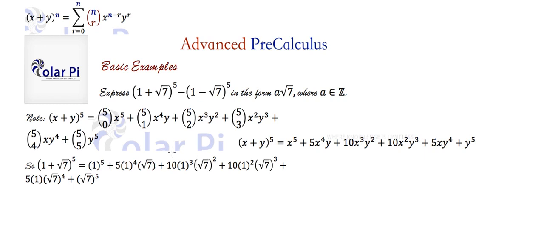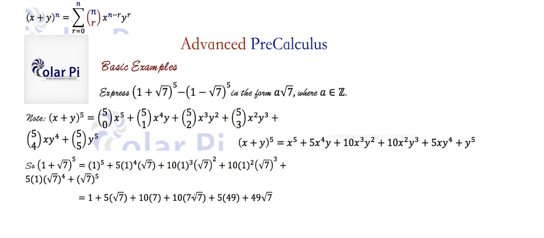Now, this could be simplified a little bit more. For example, in this third term, 10 times 1 cubed is just 10, and root 7 squared is just 7, so this is just 10 times 7. And in the fourth term, we've got 10 times 1 squared is 10, and root 7 cubed is root 7 squared times root 7, so that's 7 root 7. So in total, we have 10 times 7 root 7. Doing that kind of simplifying, we can write the following.